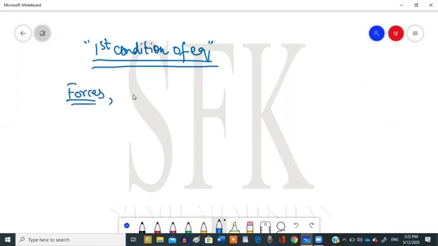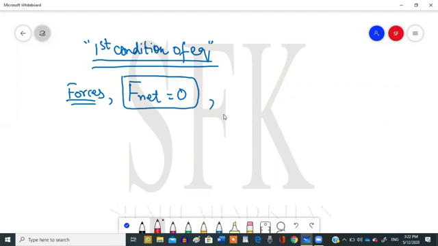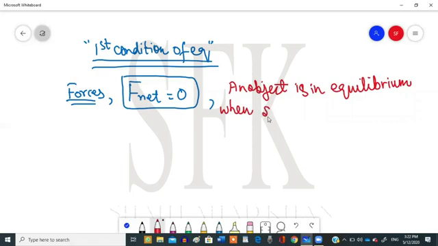Whenever the net force is zero, that object is in equilibrium. Or if you want to write it in words, an object is in equilibrium when the forces are balanced, or you could say when the sum of all forces applied is zero.